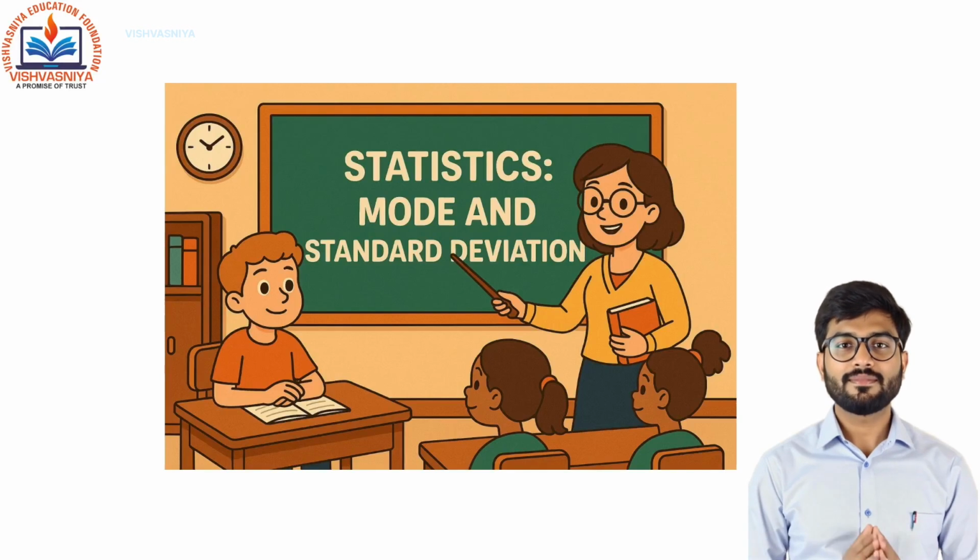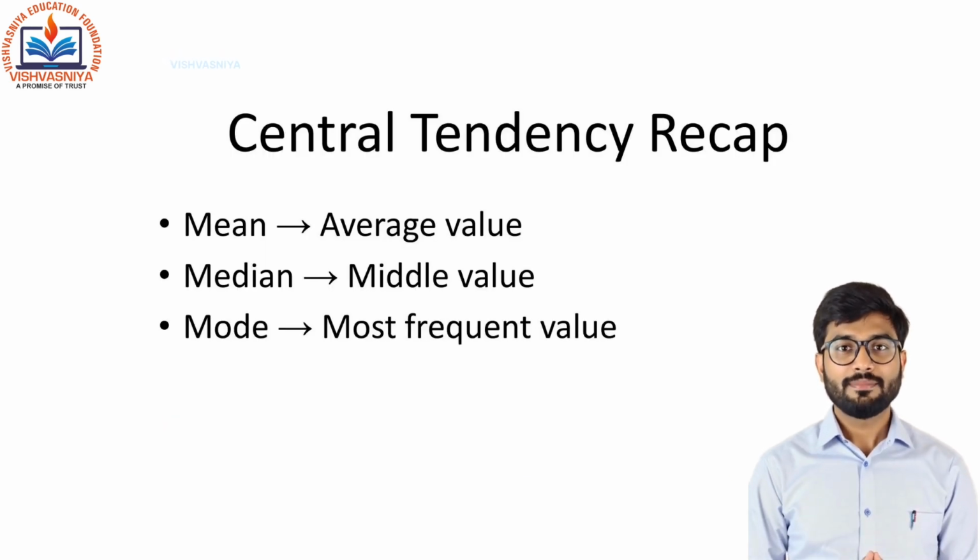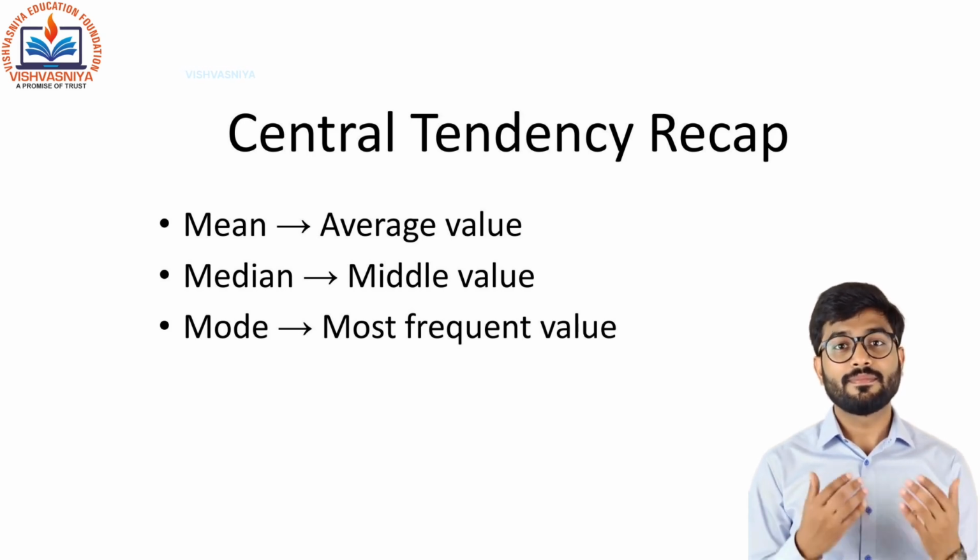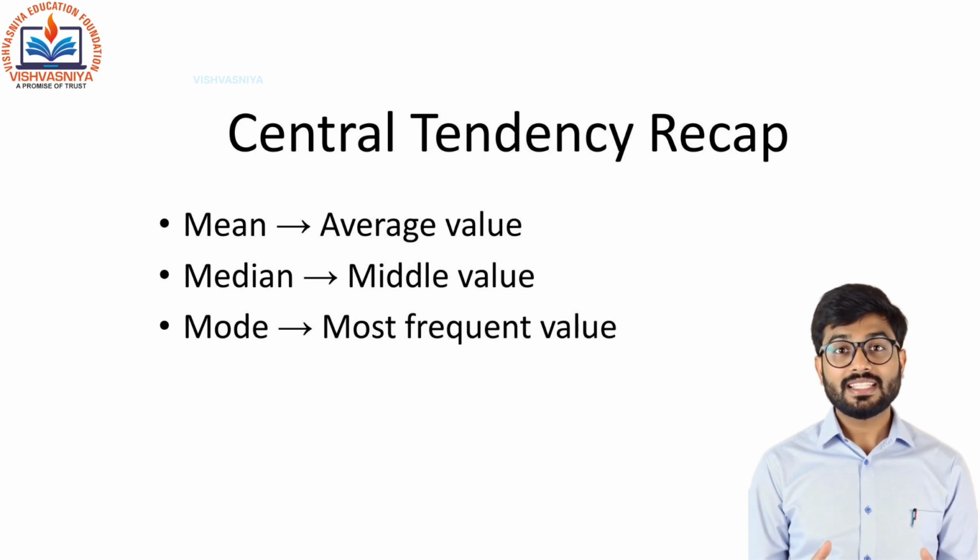Hello students, today we are going to explore two important concepts in statistics, mode and standard deviation. Both are essential to understand data properly. You already know the three main measures of central tendency: mean, median and mode. Mean gives the average, median gives the middle value, and mode shows the most frequent value.